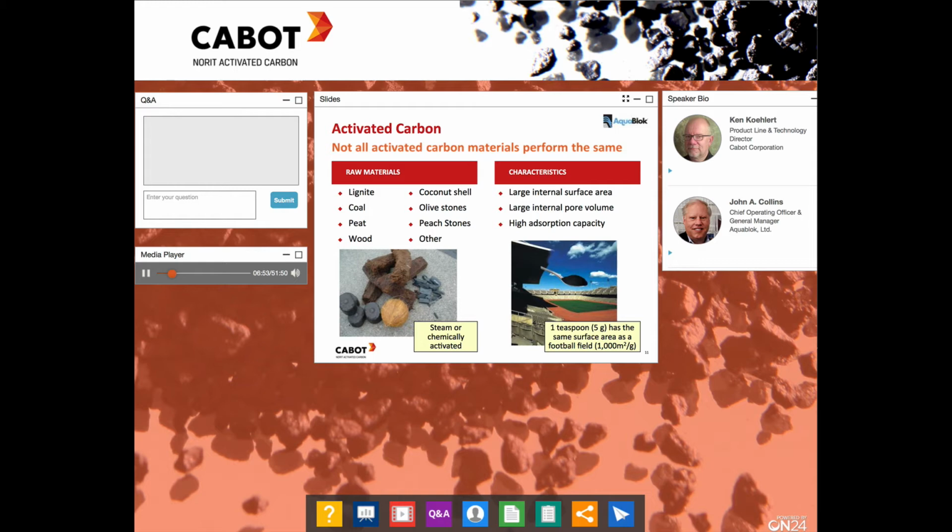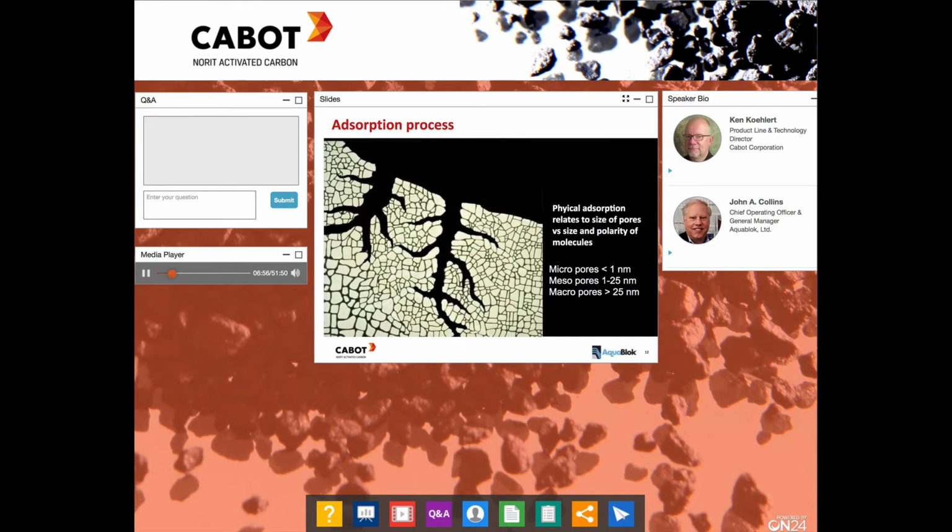This video depicts the adsorption process in activated carbon. First, there's mass transport of impurities through the water to the particle surface. Next, there's diffusion of impurities into the pores. Then, adsorption of the impurity to the pore wall. This video also shows the importance of the distribution of small, medium, and large pores and how they interact with various size contaminants.